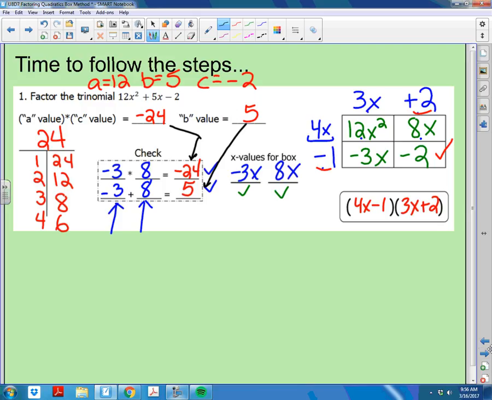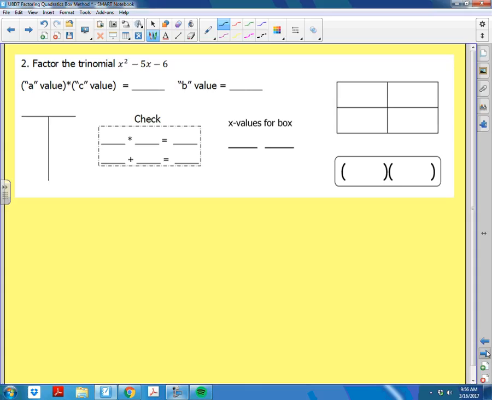Let's try another one. Okay. So right off the bat, is it in standard form? It is. Perfect. So what is A times C in this problem? Negative 6, because it's 1 times negative 6. And what is our B value? Negative 5.